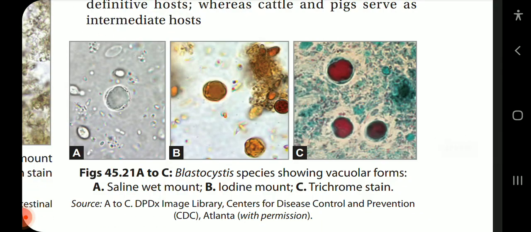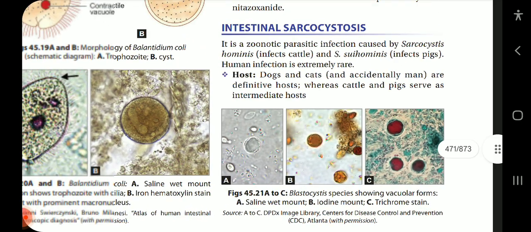Okay, in these figures we can see the Blastocystis species showing vacuolar forms. A shows a saline mount, B shows an iodine mount, and C shows a trichrome stain.